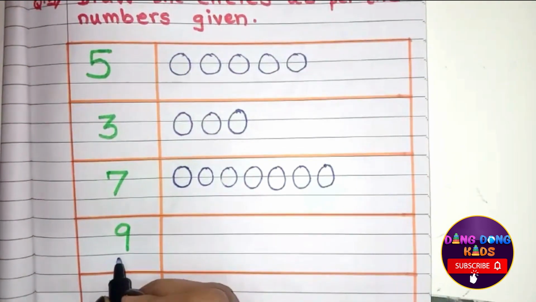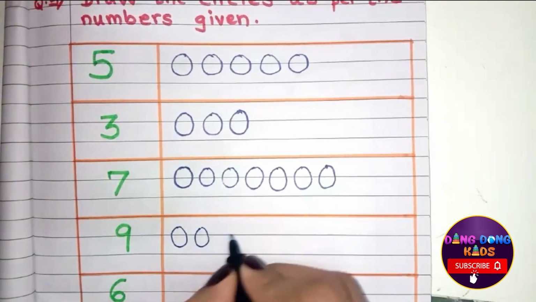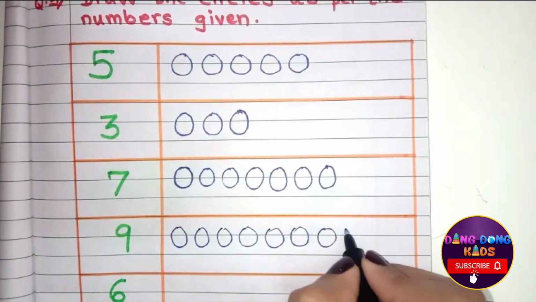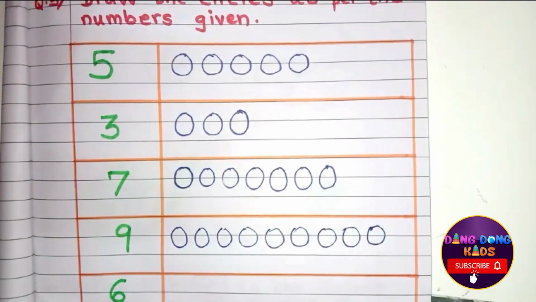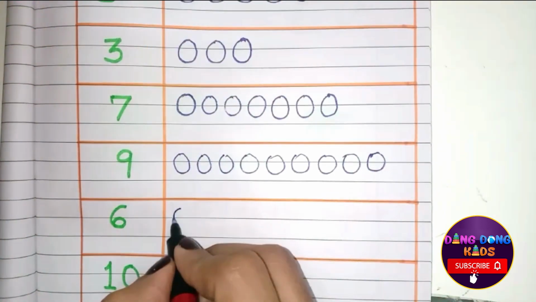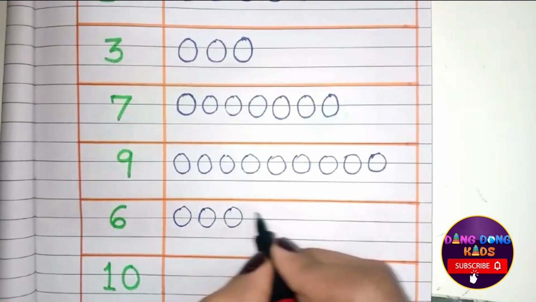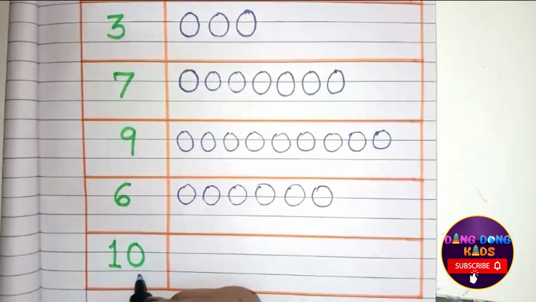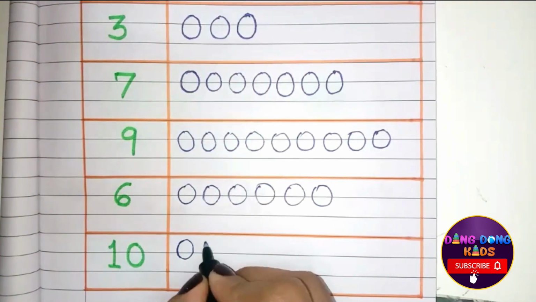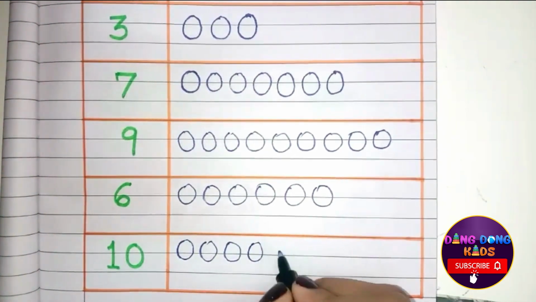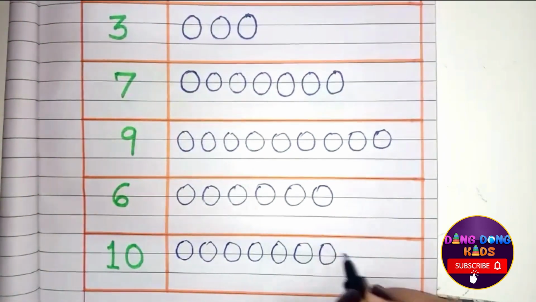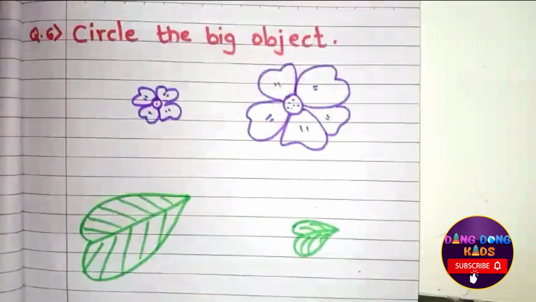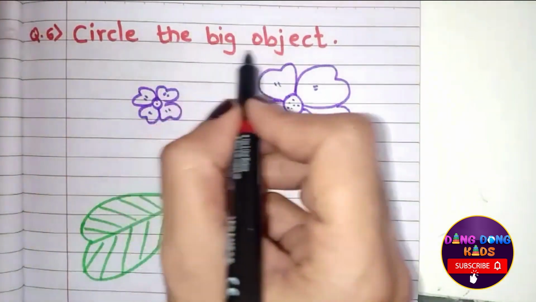Next number is 9. 1, 2, 3, 4, 5, 6, 7, 8, 9. Next is number 6. 1, 2, 3, 4, 5, 6. This is number 10. 1, 2, 3, 4, 5, 6, 7, 8, 9 and 10. Our next question is circle the big object.